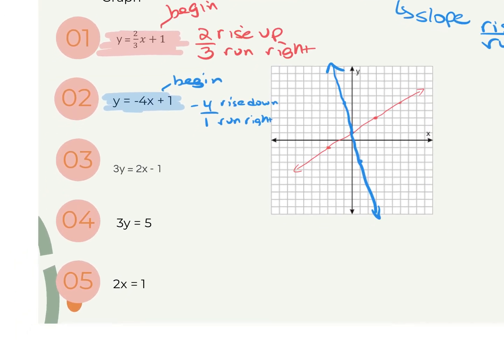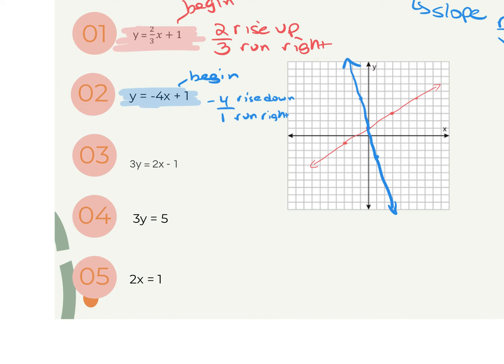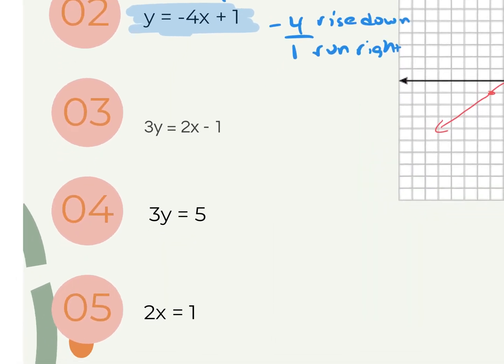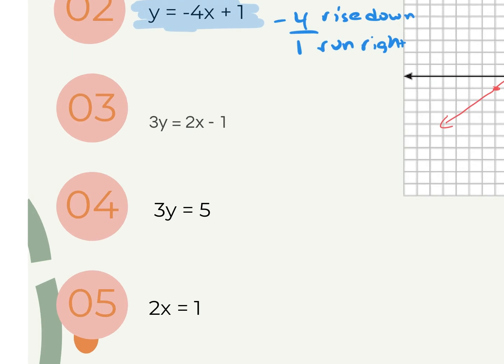For number 3, it's not in slope-intercept form. So what we can do here is put it into y equals mx plus b form by dividing everything by 3. And you're left with 2/3 x minus 1/3. Now, this one might be a bit challenging for me to graph because my graph is going by ones. So I'm just going to approximate my beginning point, which is -1/3.